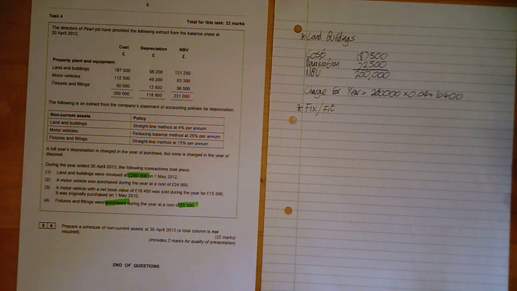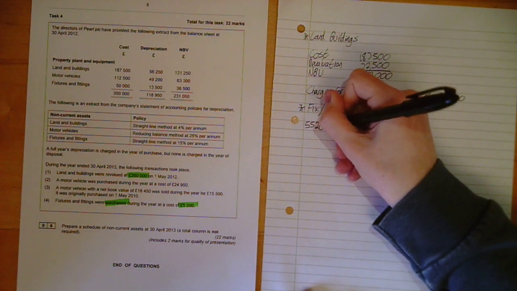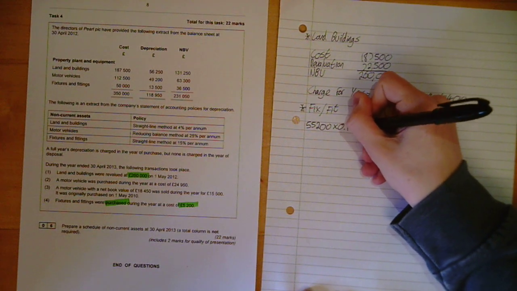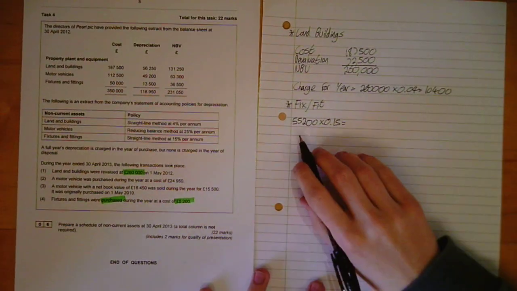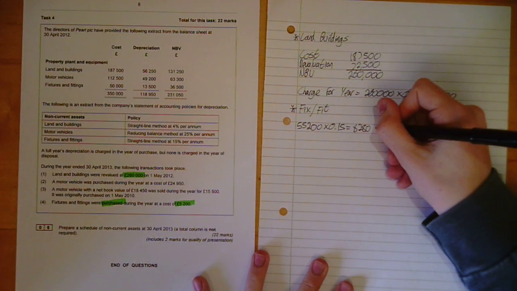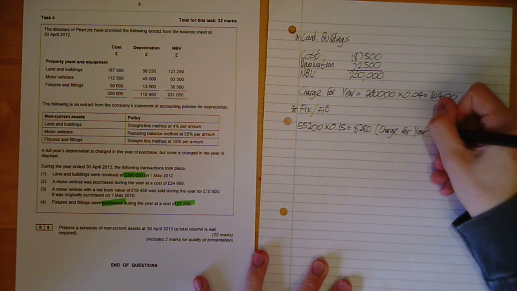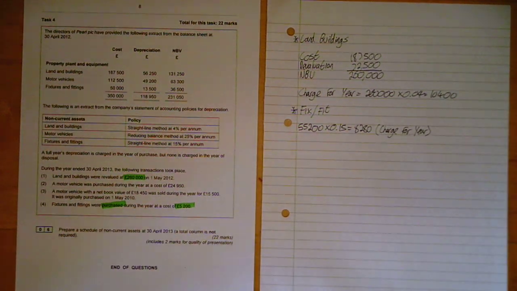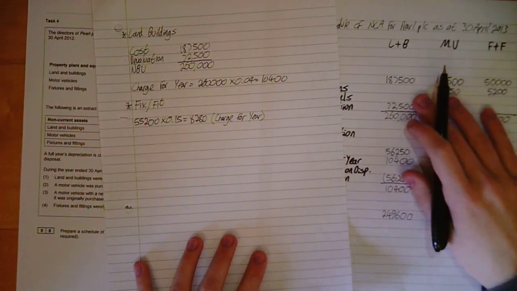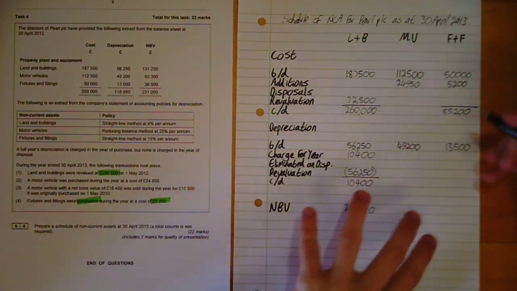Right, so how are we going to calculate this? Well, all it's going to be is 55,200 times 0.15. It's just cost times the depreciation policy that is going to give us our charge for the year. So put in brackets charge for the year, 8,280. Okay, so it's that easy. So that's the value that would go into your income statement as the depreciation figure. It's that simple.